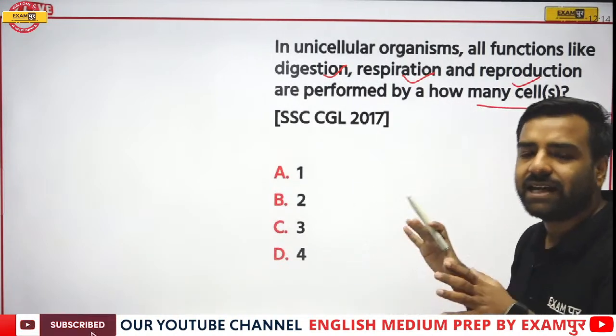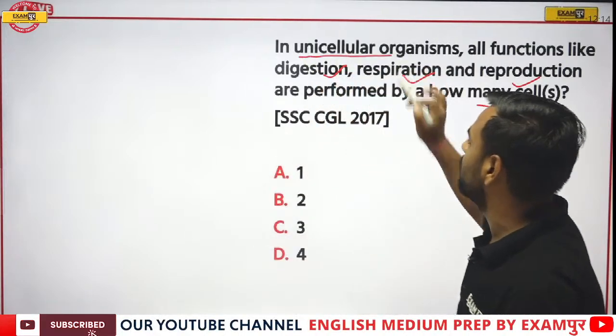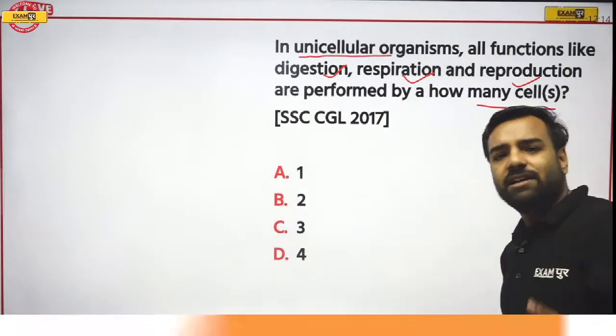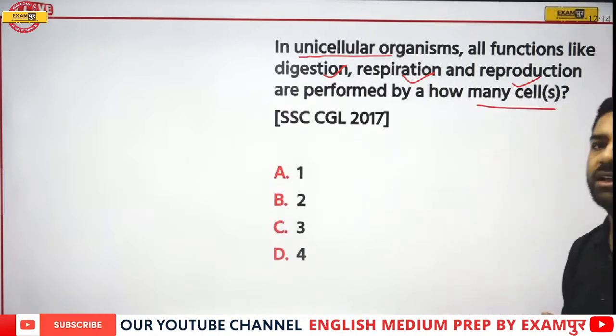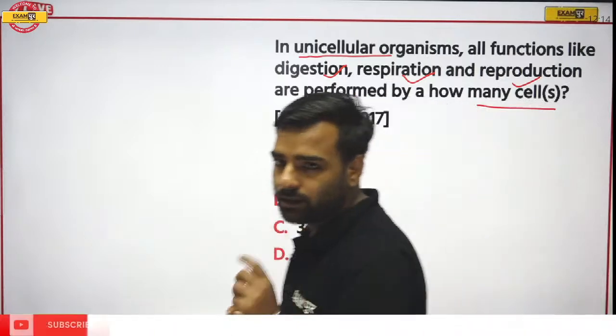How many cells are actually involved? If I'm talking about unicellular, please remember I'm talking about a unicellular organism. Here, all the functions, whether it is digestion or reproduction, whatever is there, how many cells are actually used? So Nikita is with C over here. That is 3. Cool. Others.